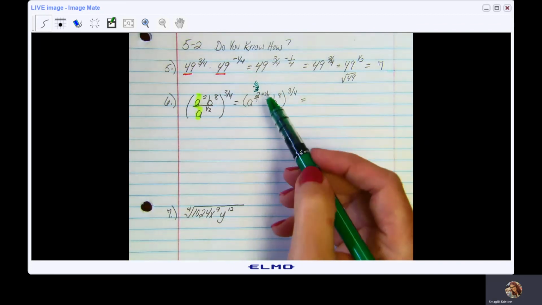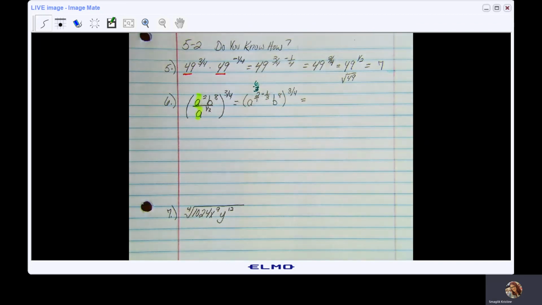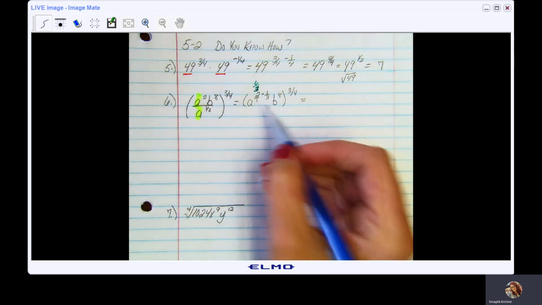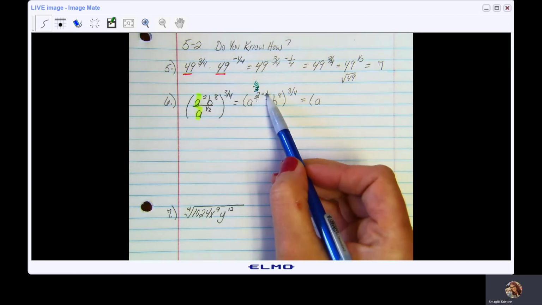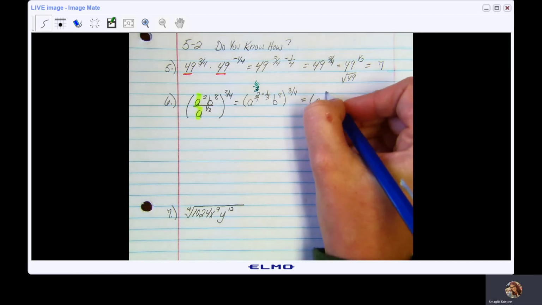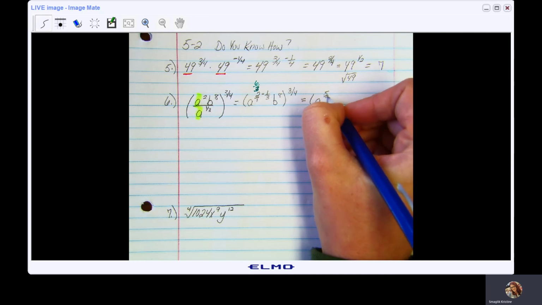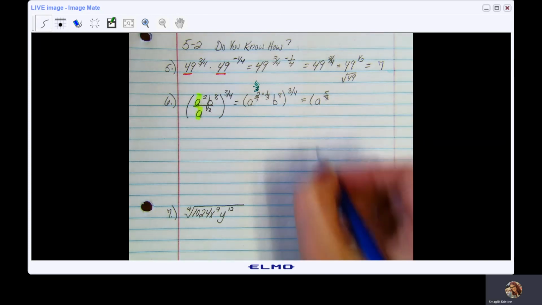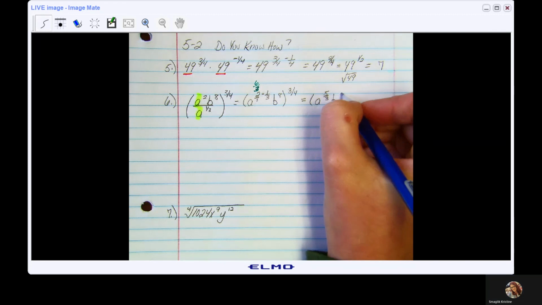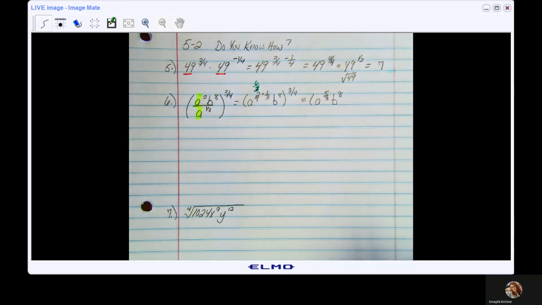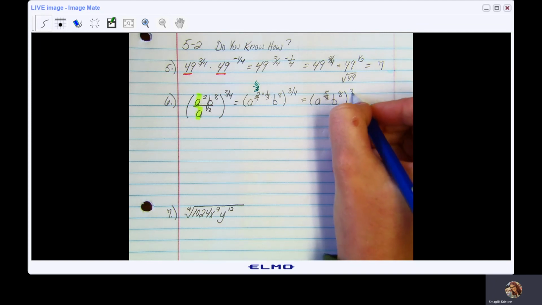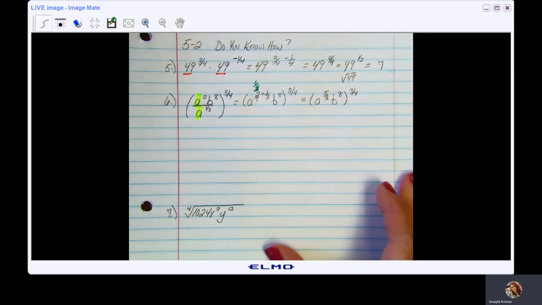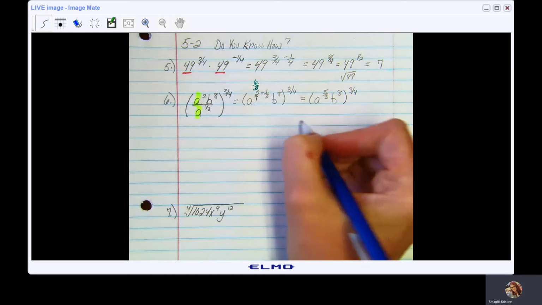6/3. And again, think about it this way too. 6 divided by 3 is 2. They are equivalent. So now that I have a common denominator, take your base. 6 minus 1 is 5. So I have 5/3 times b to the 8th. And then everything is being raised to the 3/4 power. And I'm running out of room. I'm going to start going down.